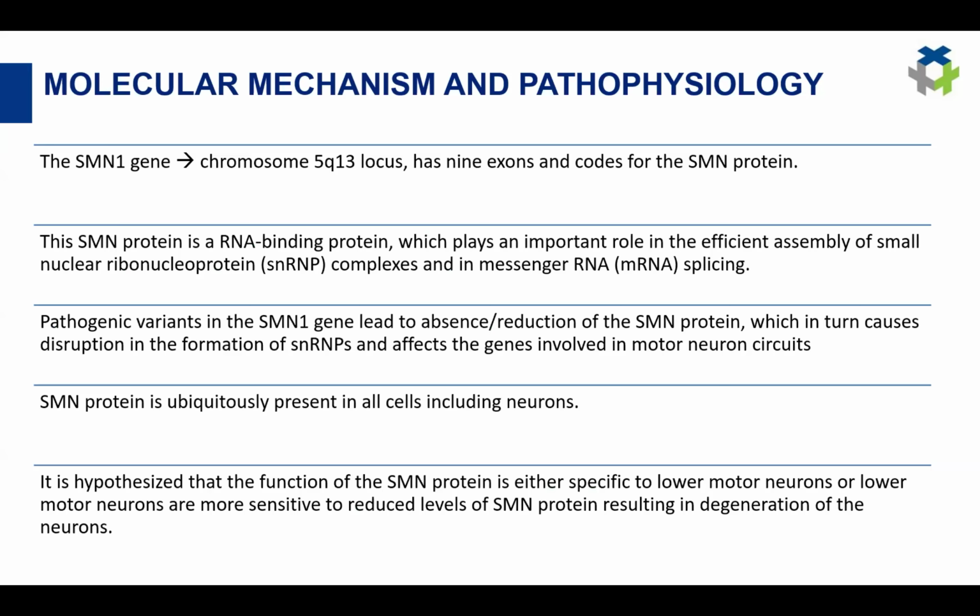So the SMN protein has an important role in the assembly of small nuclear protein complexes and in messenger RNA splicing. Because of the absence or reduction of this SMN protein, there's disruption in the formation of the snRNPs, and it affects the genes involved in motor neuron circuits.